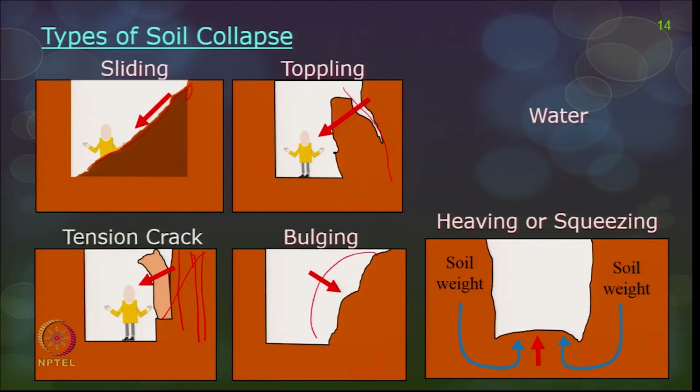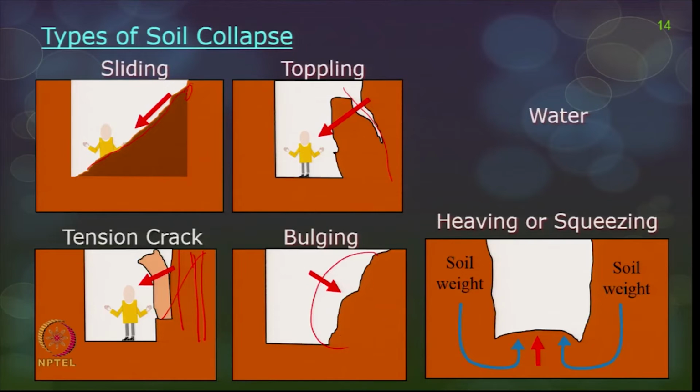Bulging is primarily bulging of the bottom portion of the soil, and the top portion of the soil is more bulged than the bottom portion, and as a result you have the earth falling off. The next is heaving or squeezing.